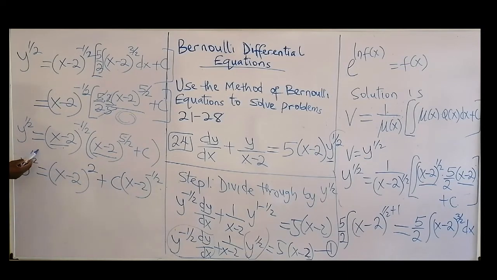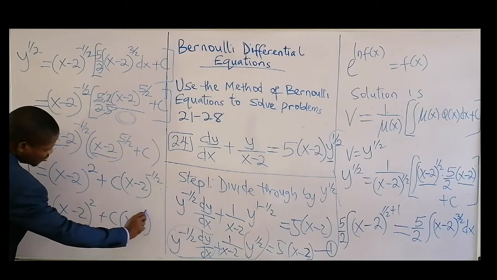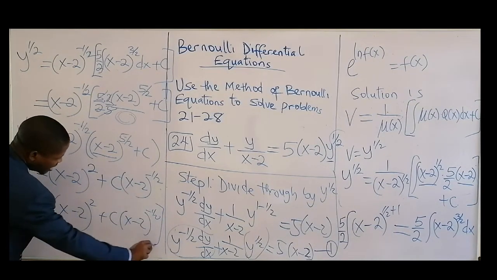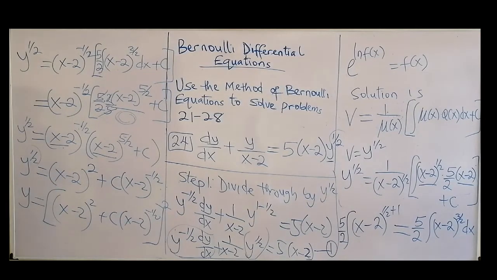The only thing we do now, for us to cancel this half, is to take the square root of both sides. So y is equal to (x minus 2) to the power 2, plus c into bracket (x minus 2) to the power minus half. Then you open bracket and square that. So that's why. That's that on that question.